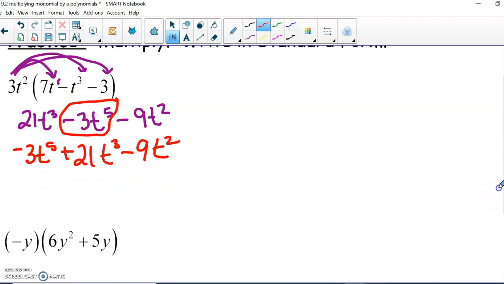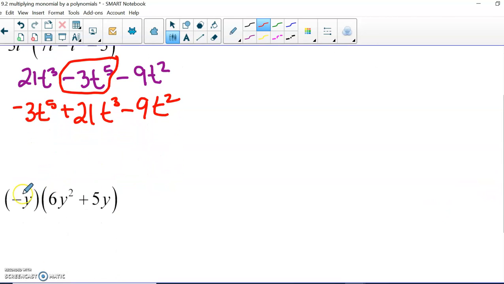Try one more. Here we go. Okay, now we have a negative y times 6y squared, so positive times a negative is going to give us a negative, and then y, this is the first, this is the second, we add those together to get the third.